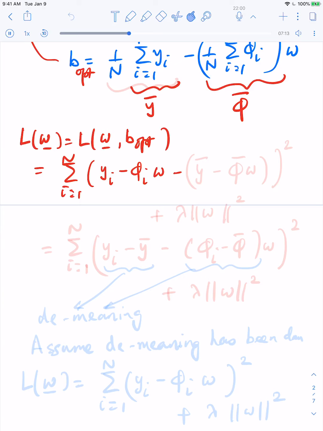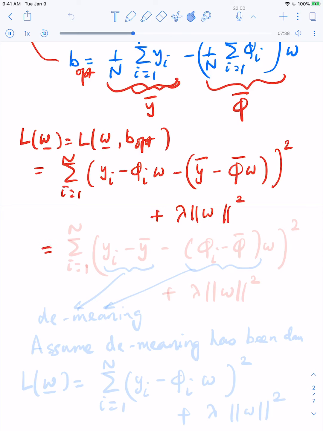Minus b opt, where b opt is y bar minus phi bar w. That's what we have defined it to be. I'm sorry, y bar is this entire thing, this average, right? And I'm squaring that, and I still have the regularization term as before.